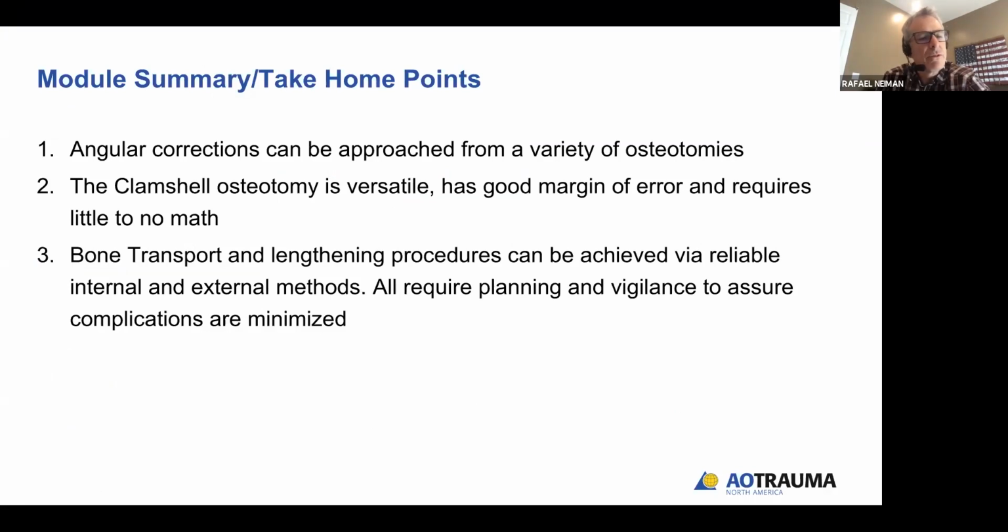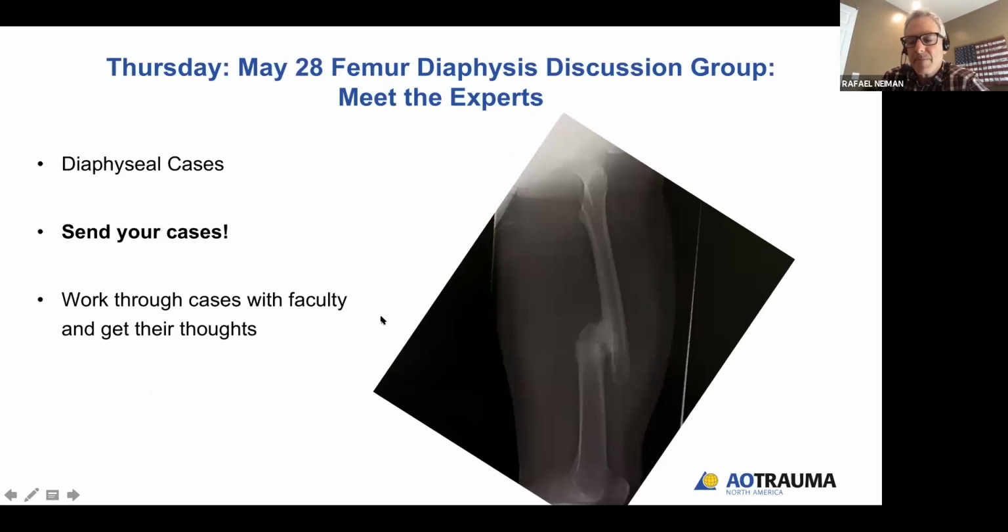From these cases, hopefully you realize that we can do these corrections from a variety of different approaches in osteotomies. Bone transport and lengthening procedures can be achieved, but require some pretty significant vigilance to minimize your complications, and you're going to get them. Clamshell is very versatile with a good margin of error without having to do a lot of math. That hurts to think about some of that math sometimes, but that does give you a bigger margin for those. But those techniques require so much planning.